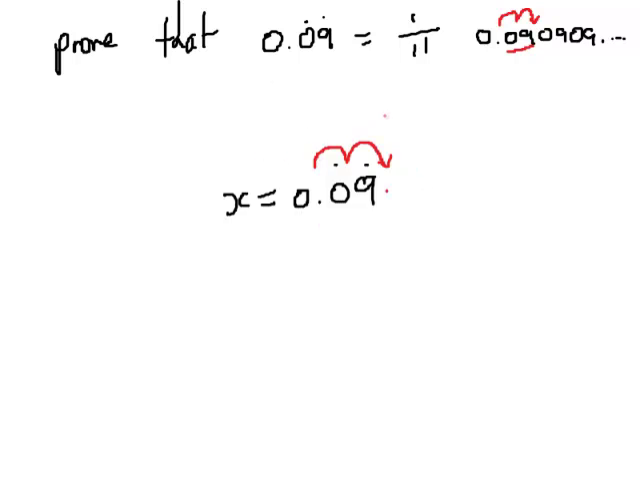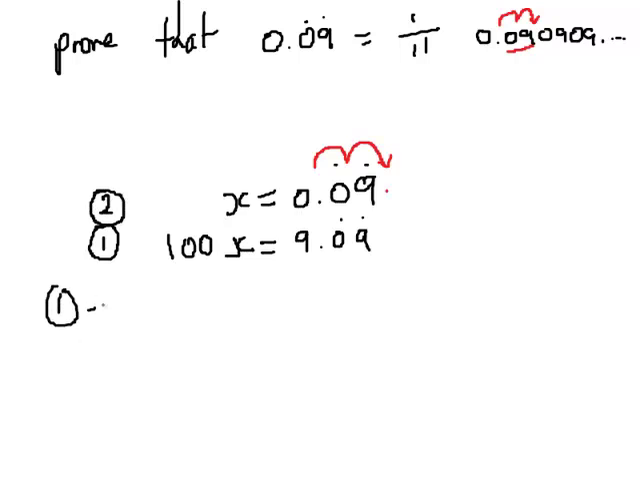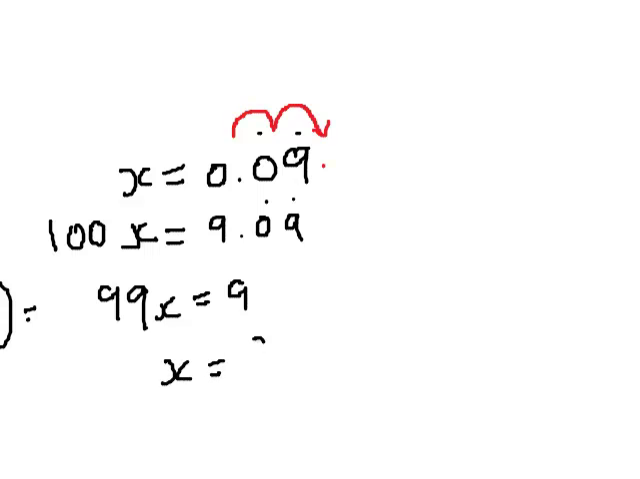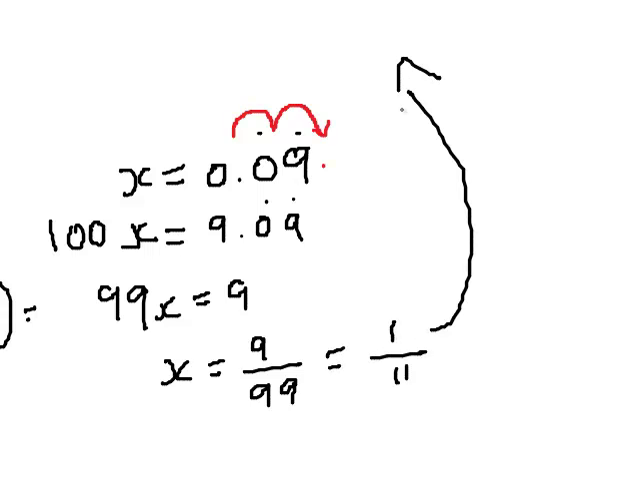Okay, so we'll do that. We'll multiply this side by 100 and the other side, the left side, by 100. So on this side, if we multiply by 100, we'll end up with 9.09 recurring. And on this side, we'll end up with 100x. Okay. So then we've got, let's say this is equation 1, this is equation 2. 1 minus 2 equals, so 100x minus 1x is 99x. 9.09 recurring minus 0.09 recurring is 9. So rearranging this, we end up with x is 9 over 99, which is 1 over 11, which is what we were asked to prove.